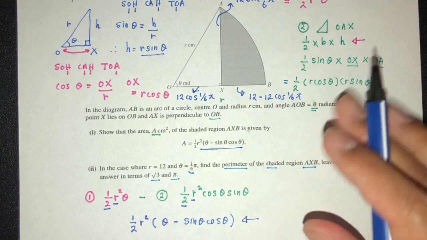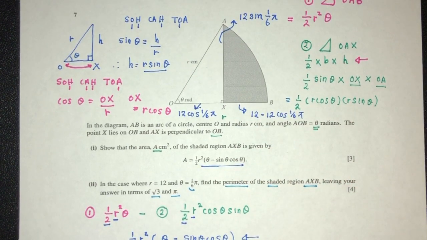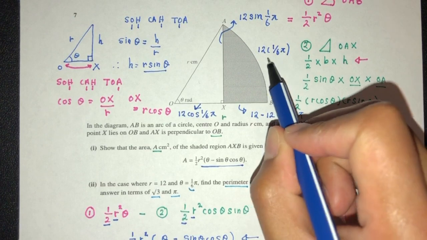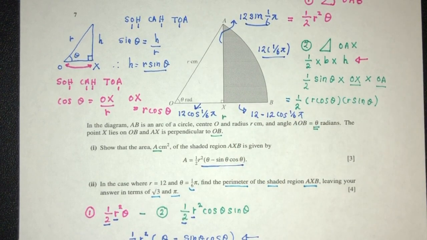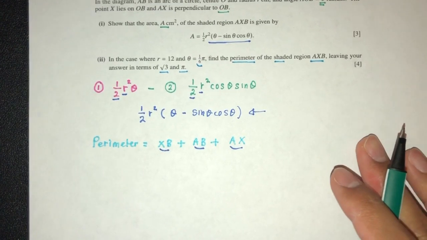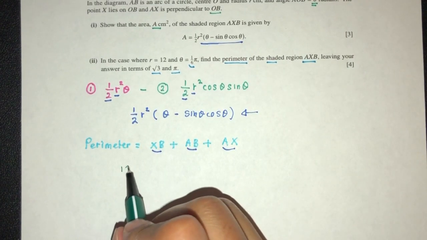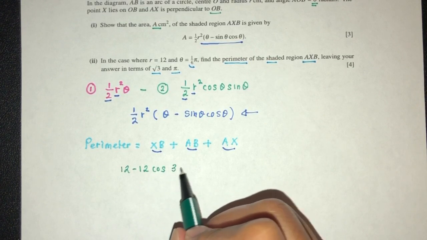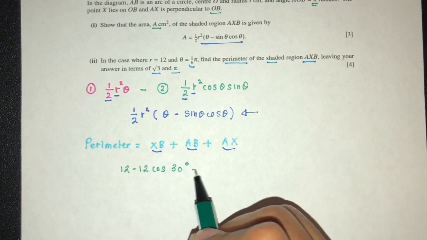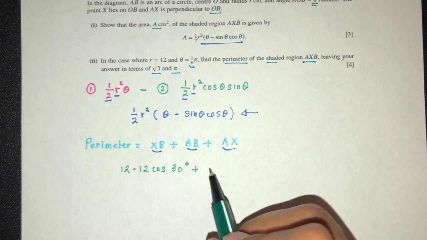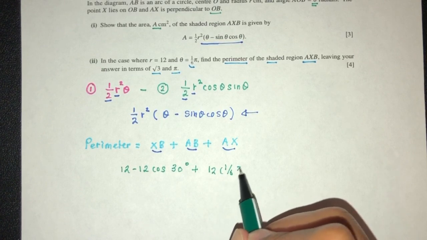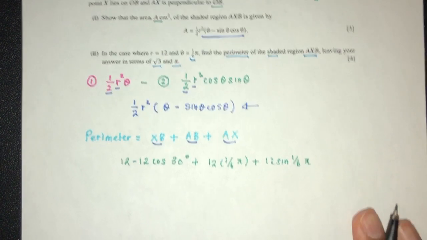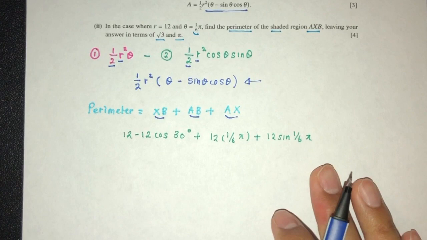AB is the length of an arc, and obviously we can just use the formula for the length of an arc, which is r theta. R is 12, theta is 1 over 6 pi. So we have the 3 pieces that we need to find the perimeter. One by one. XB was found to be 12 minus 12 cos of 1 over 6 pi, which is the same as 30 degrees, plus AB. AB was found to be 12 times 1 over 6 pi, plus AX, which is 12 sine of 1 over 6 pi. Okay, simplify one by one.